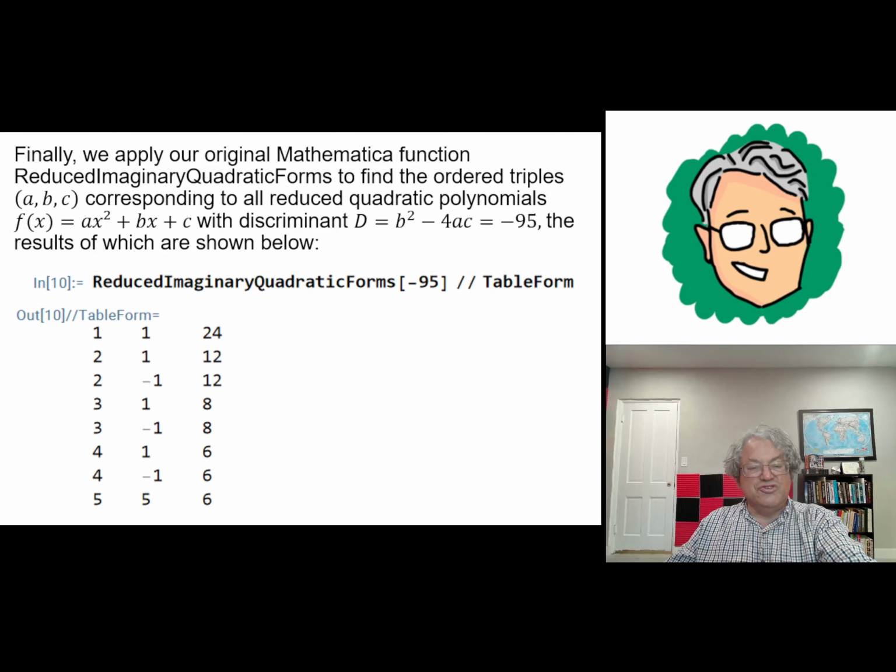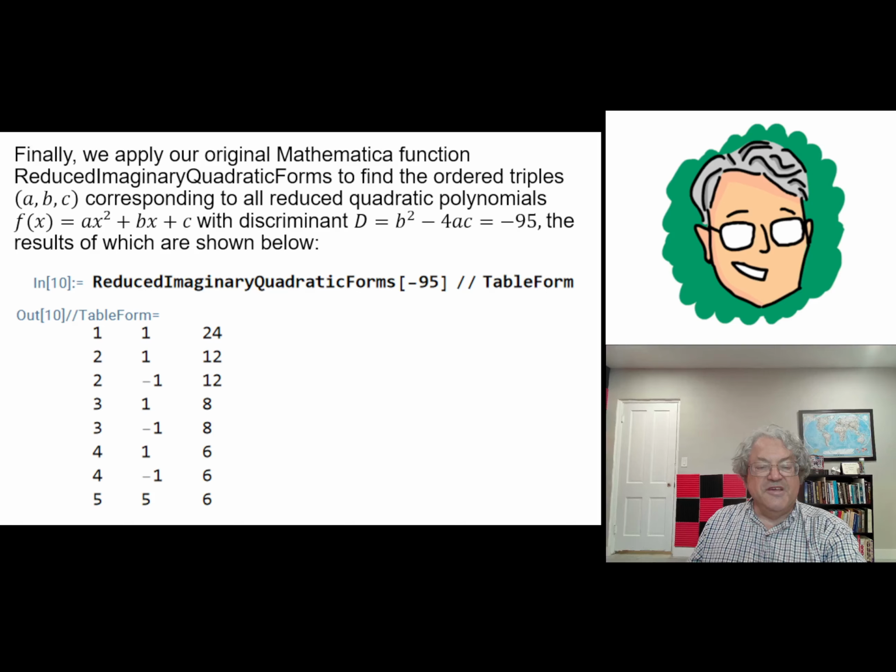When I did this brute force, I wrote this function reduced imaginary quadratic form. Now we just run it, and we look at its output, and here it is. These are the coefficients A, B, and C of all the reduced imaginary quadratic forms with discriminant minus 95. I even did this in my head before I ran this, because they're not that hard to find, but here they are.